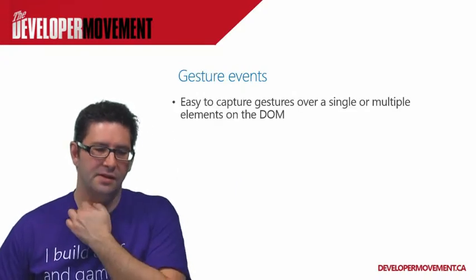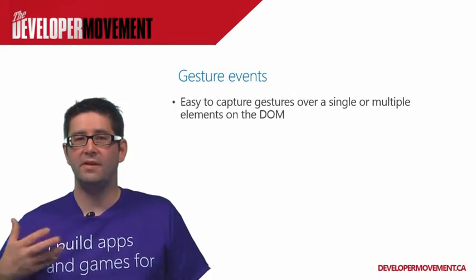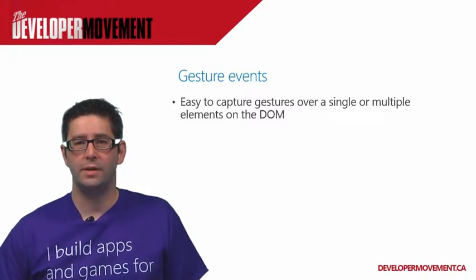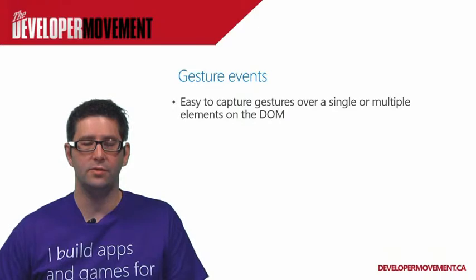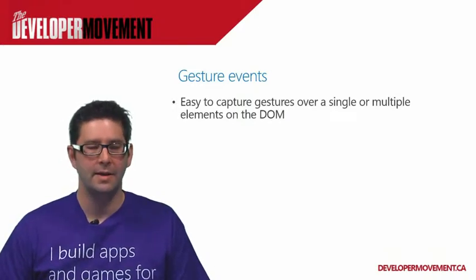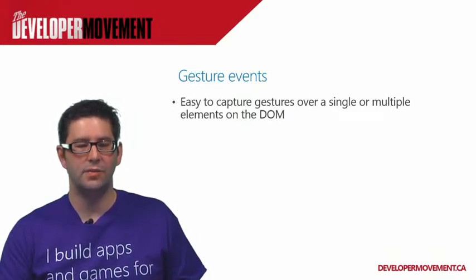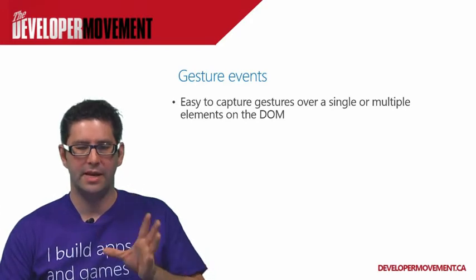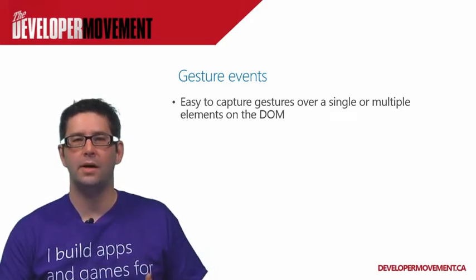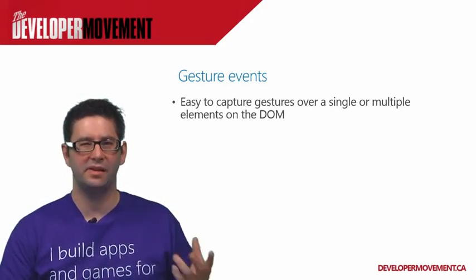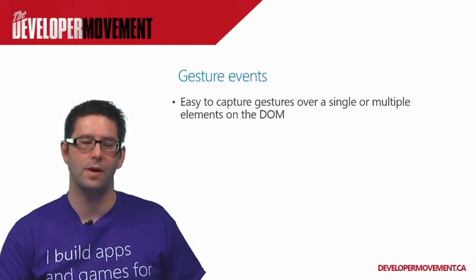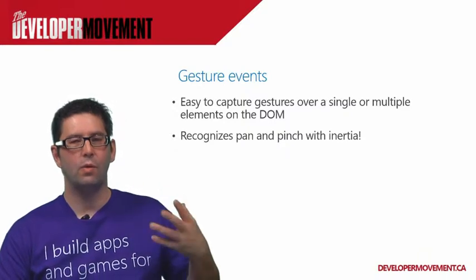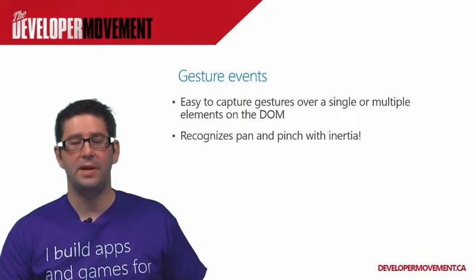Gestures. Gestures are obviously very important in smartphone scenarios, as you can imagine. The ability to shake the phone or something like that. You have the ability to capture gestures in the DOM. Maybe not shake, because that's an accelerometer generated thing, and so that would be communicated back and forth with your JavaScript. But the whole point here, a good example would be pan and pinch and inertia.